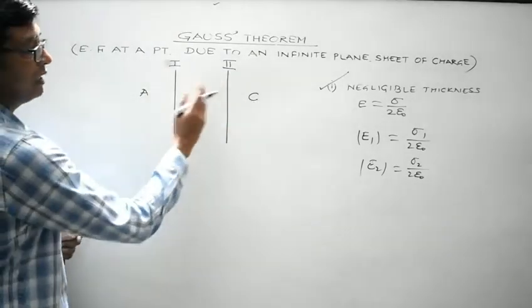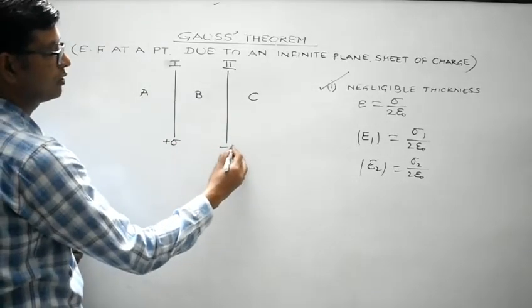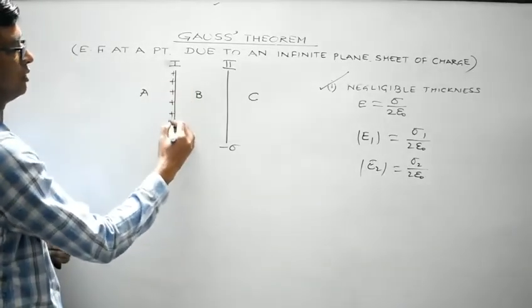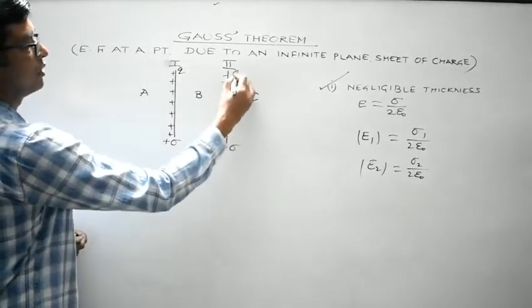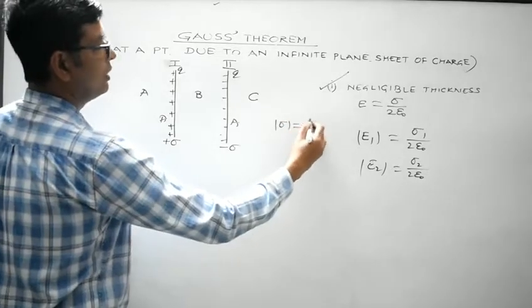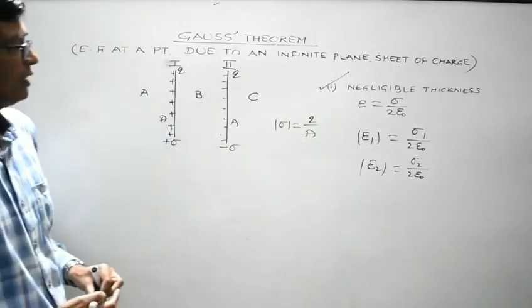So they are of equal and opposite surface charge densities. One is of surface charge plus sigma and the other is of minus sigma. So one carries positive charge and the other carries the same negative charge. Both will have the same area. So sigma in magnitude would be charge per unit area, right? Let's draw the vector diagram.